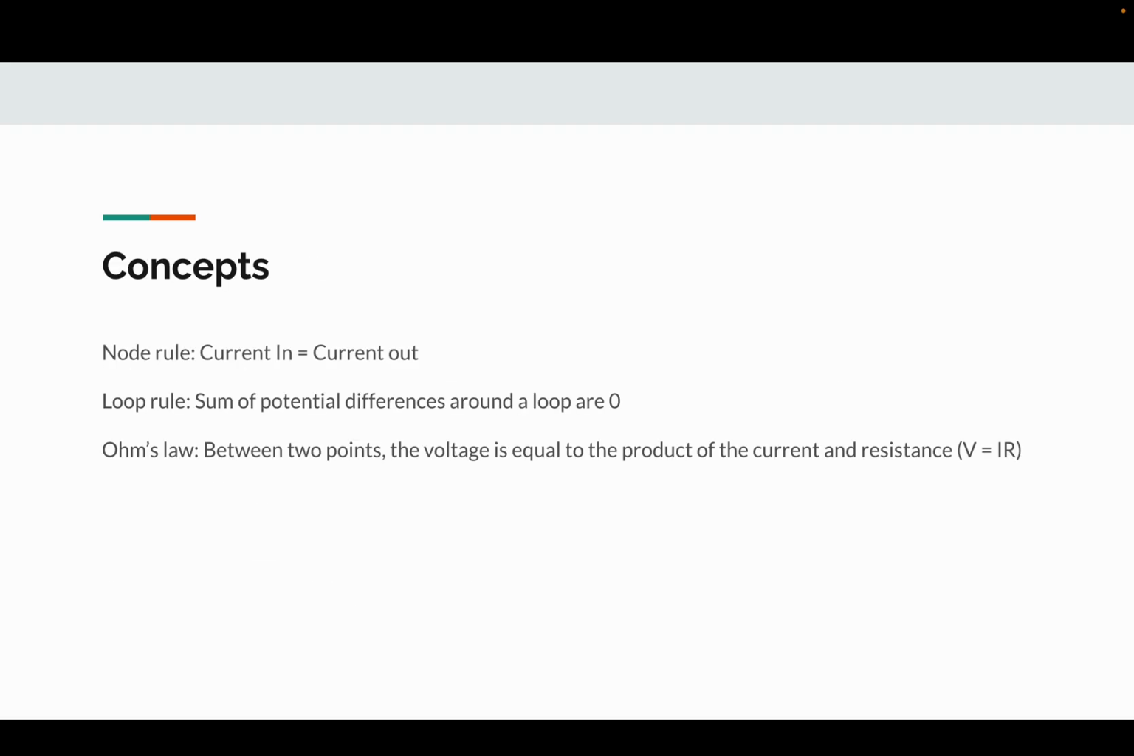So some important concepts are, firstly, the node rule, that current in will equal current out. The loop rule: the sum of the potential differences around a closed circuit loop will always be zero. And Ohm's law, which states that between 2 points, the voltage is equal to the product of the current and the resistance, V equals IR.